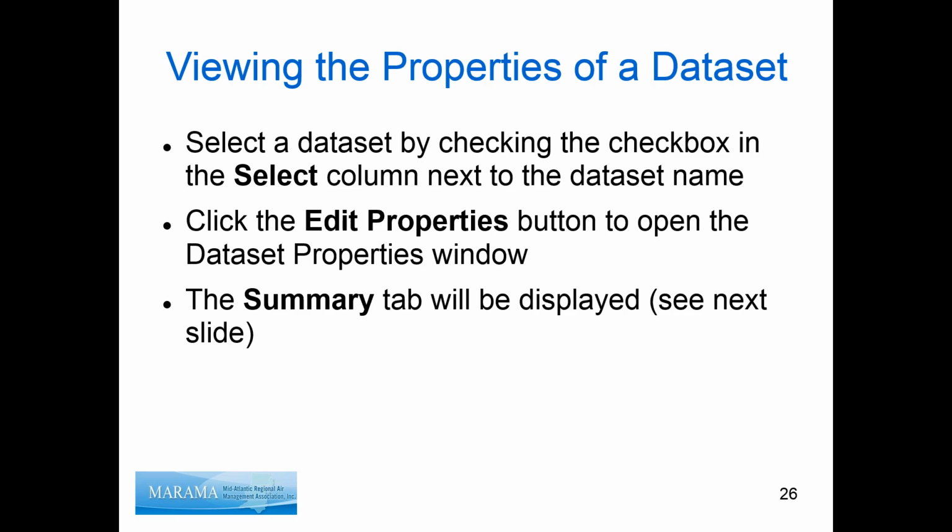So you've already seen how we view the properties of a data set, which is we use the data set manager, and we can use the select column to select data sets that we're interested in. And then there's buttons at the bottom of the window, and we can either click view or edit to view or edit the properties. And when you first go in there, we're going to see the summary tab. So I'm going to have a screenshot of that on the next page.